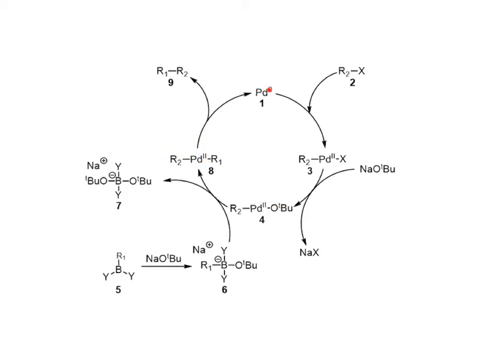To close the loop, we've got to get back to palladium 0. That's a reduction. And we've got to eliminate our new carbon-carbon bond. We do a reductive elimination to get to the new product. So there are the steps labeled: oxidative addition, activation, transmetallation, and reductive elimination.